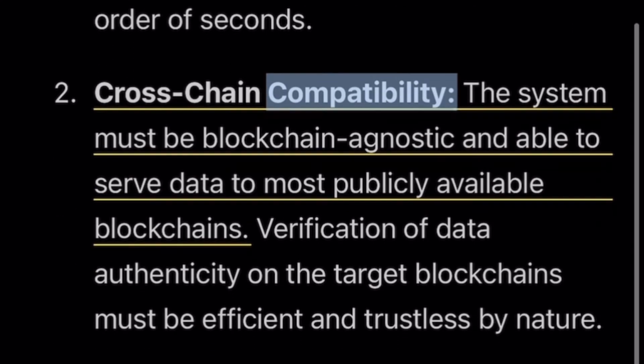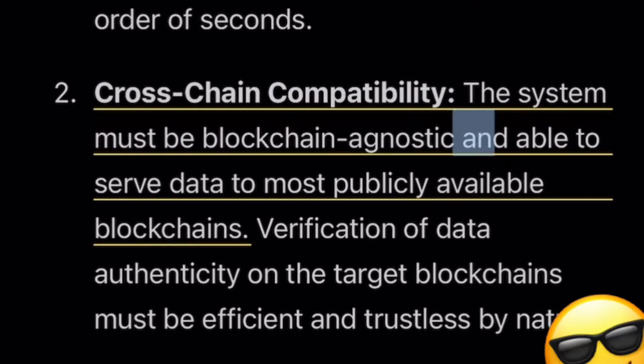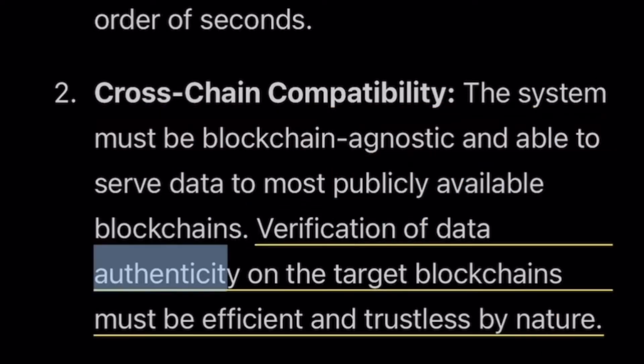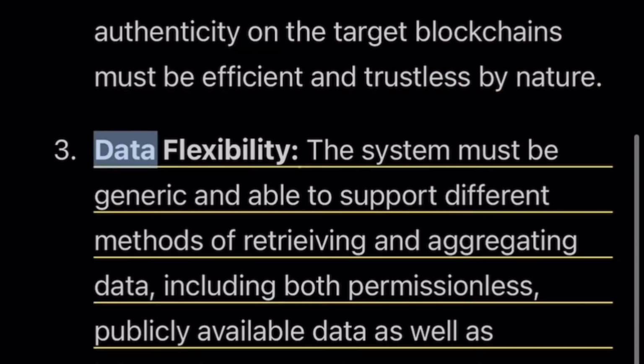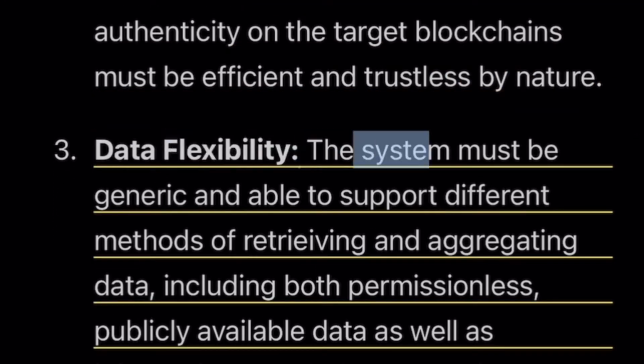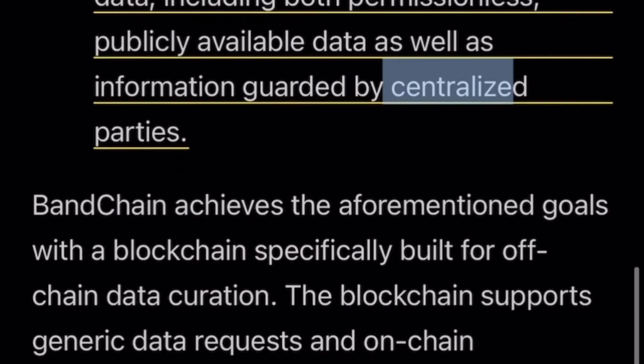Cross-chain compatibility. The system must be blockchain agnostic and able to serve data to most publicly available blockchains. Verification of data authenticity on the target blockchains must be efficient and trustless by nature. Data flexibility. The system must be generic and able to support different methods of retrieving and aggregating data, including both permissionless, publicly available data as well as information guarded by centralized parties.